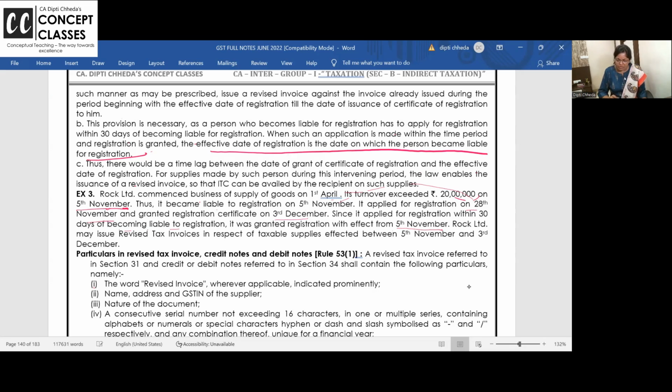Rock Limited may issue a revised tax invoice in respect of the dates in between. See, take it easy. On 5th November you became liable. You have applied on 20th November. Registration received on 3rd December. So you are liable for registration from 5th November, but you got it on 3rd December. So from 5th November to 3rd December, you are required to issue a revised tax invoice.